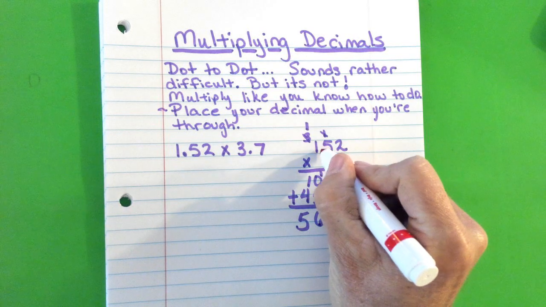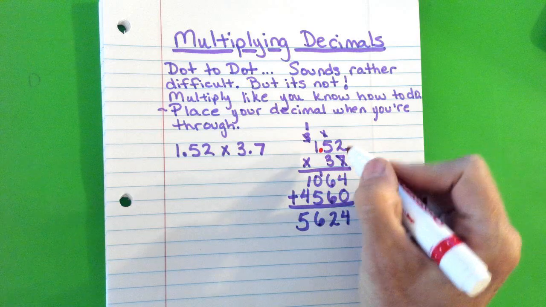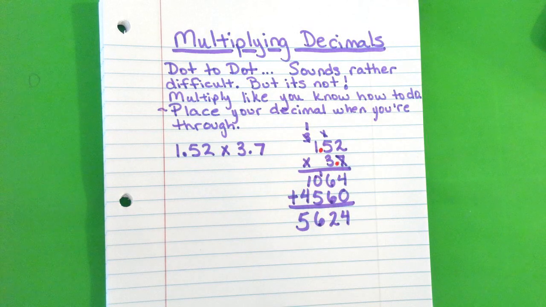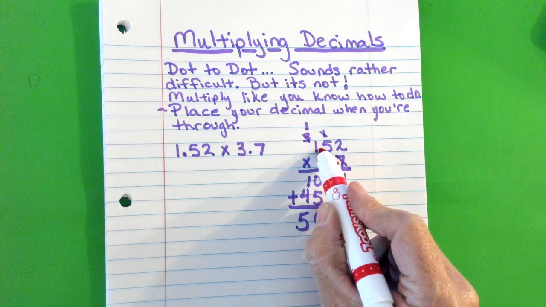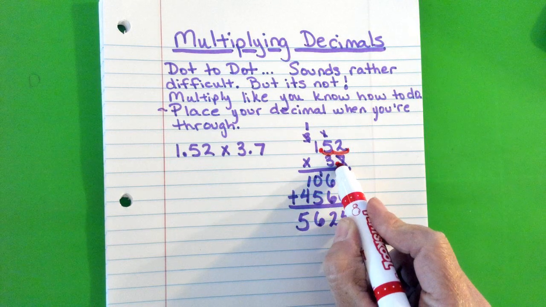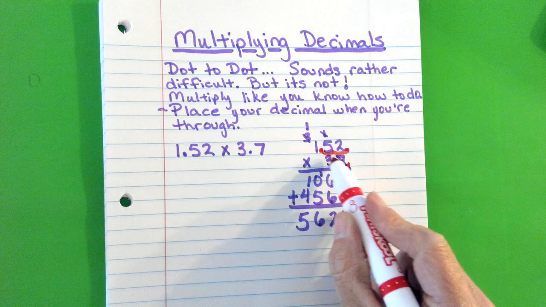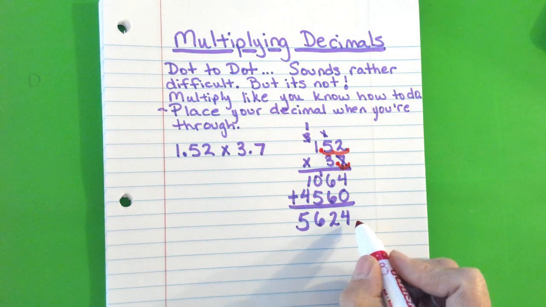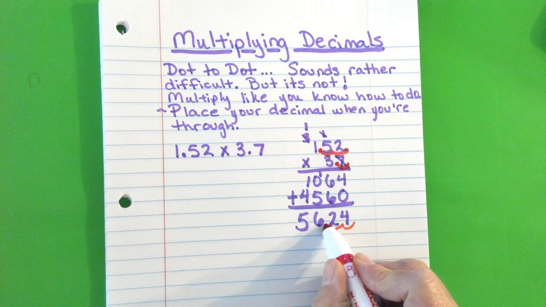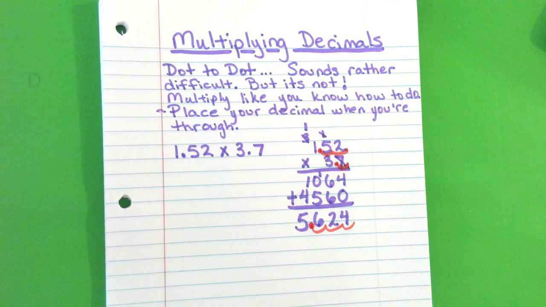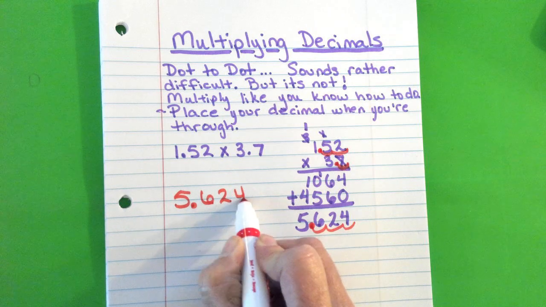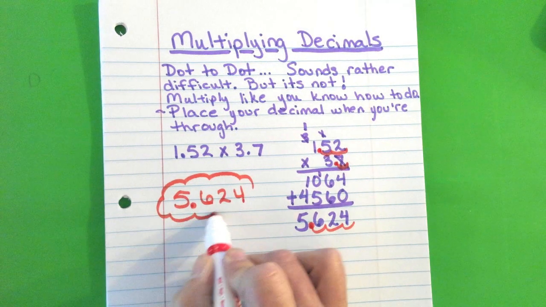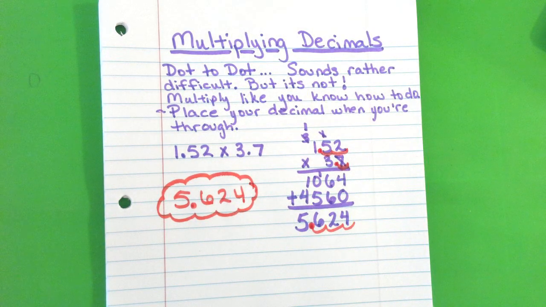So my decimal was here between the 1 and the 5, and here between the 3 and the 7. So all I have to do is count how many digits are to the right of the decimal. 1, 2, and then one more here, 3. So I have 3 numbers to the right up in the question. So in the answer, I'm going to move my decimal 3 spaces back. It's going to be between the 5 and the 6, and my final answer is 5.624. Put it in a bubble, and it makes it the official answer of our first example.